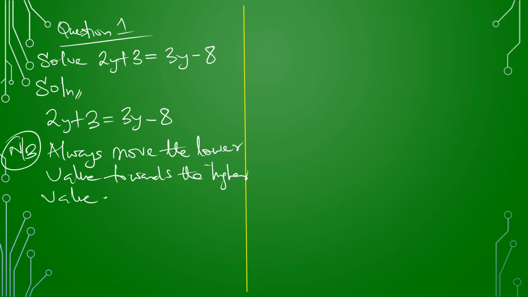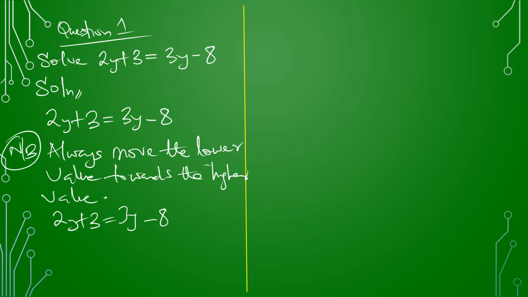Whenever you're solving a problem like this, always move the lower value or figure towards the higher value. Now, from here, we have 2y plus 3 equal to 3y minus 8. Here is 2y, here is also 3y. Here is plus 3, here is minus 8. So from here, we have that 3 is bigger than minus 8.